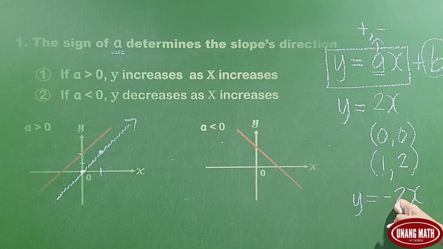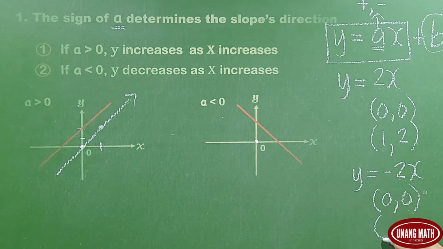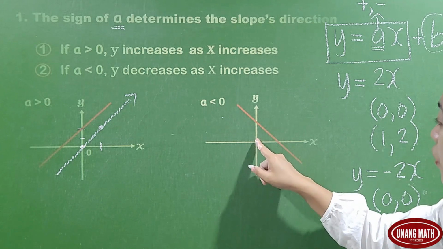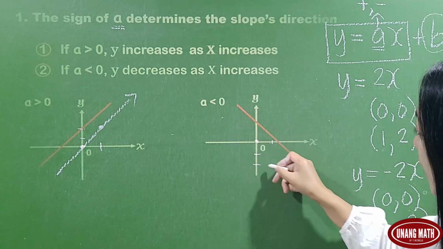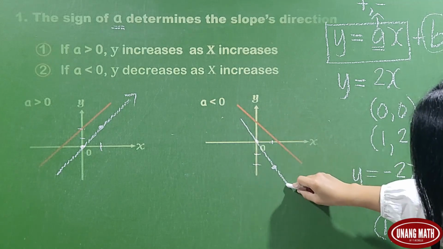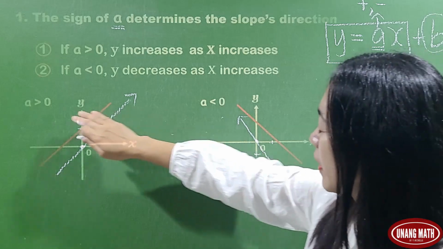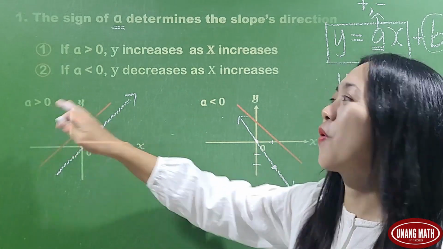What about if our function is y is equal to negative 2x? So, a is a negative number. We already know also that this function passes through the origin. So, our first point is at the origin. What about the second point? If x is 1, then y is negative 2. So, if x is 1, y is negative 2, that means this point. And if we're going to graph or connect the 2 points, then the graph looks like this. It slopes downward.